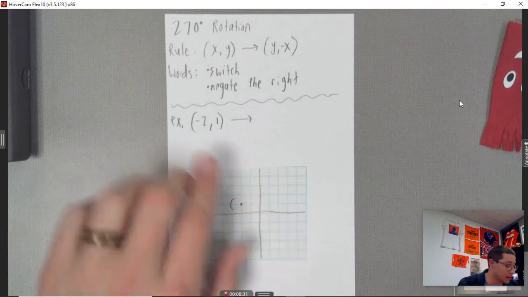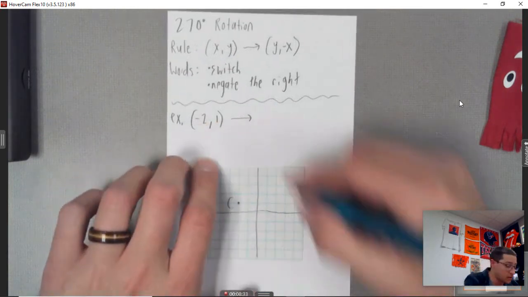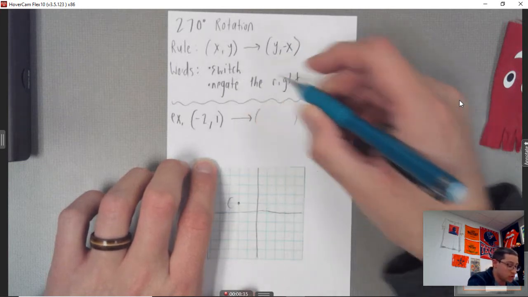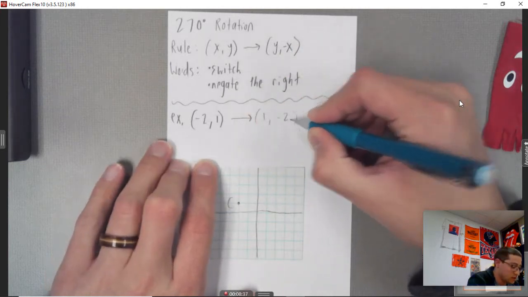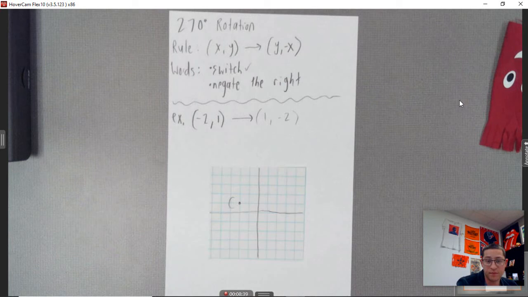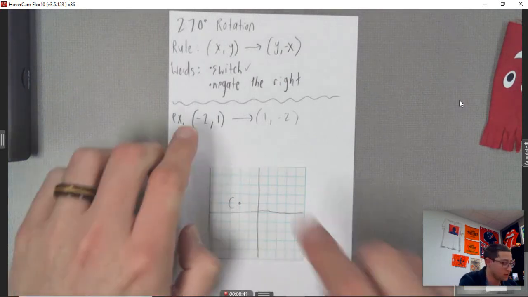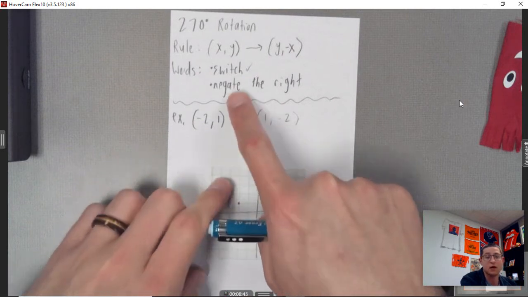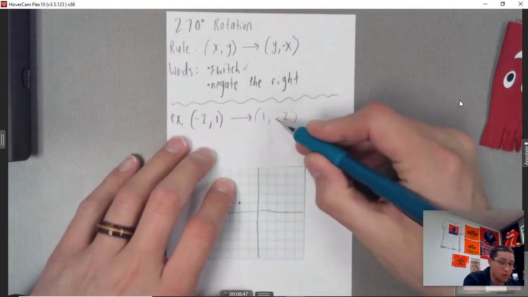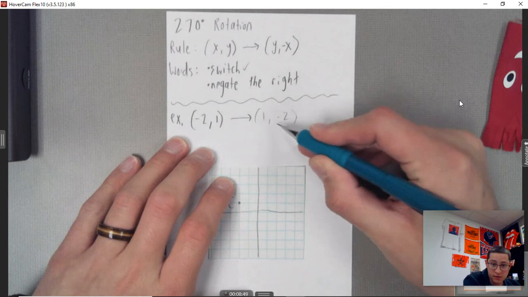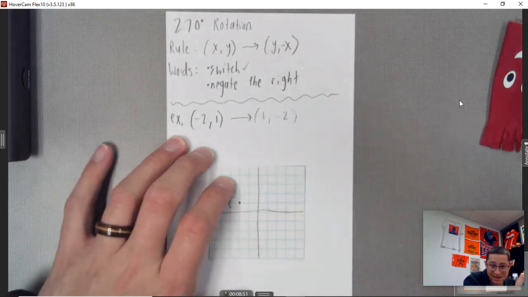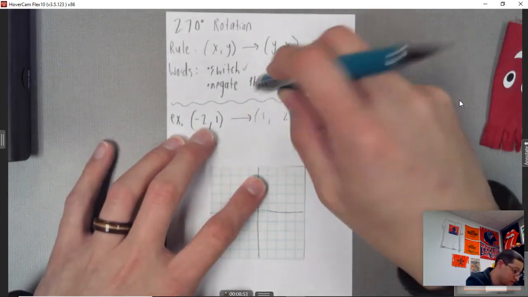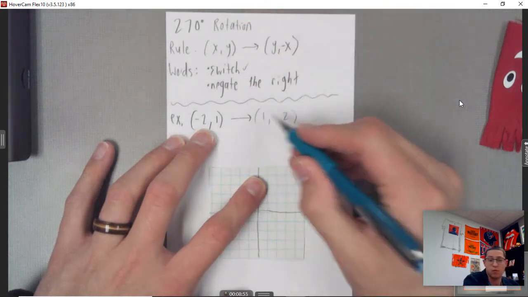All right, so we're starting off with negative 2 comma 1. Let's go ahead and switch them first. The switching part is here. Taking care of that. That's the switching. We were here, and we flipped over here. And then negating the right. So we look at the right. Here it is. It's already negative, so I need to make it a positive, and we'll go ahead and erase that. And there we go, 1 comma 2.